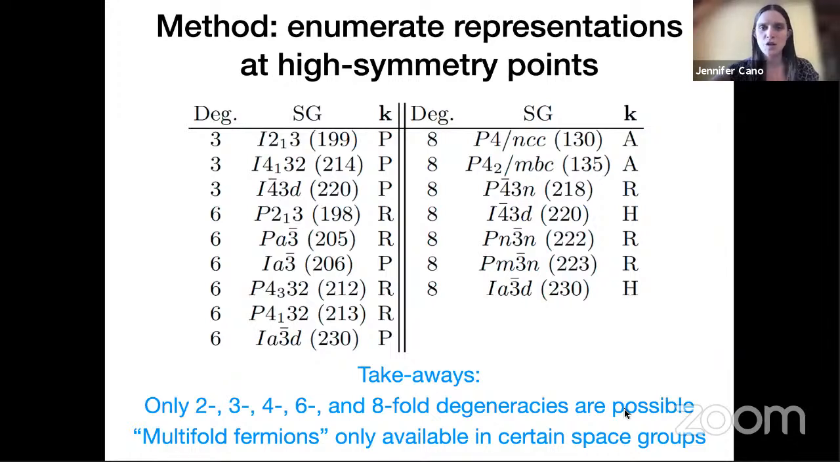So these are some of the main messages. 2, 4, 3, 6, 8: those are the only degeneracies that are possible in crystals for generic band structures, i.e. not fine-tuned. And this is including time reversal and spin orbit coupling. If you don't have spin orbit coupling, you can actually get a couple of higher degeneracies. And these things are now called multifold fermions, and they're only available in certain space groups, which I've enumerated here.